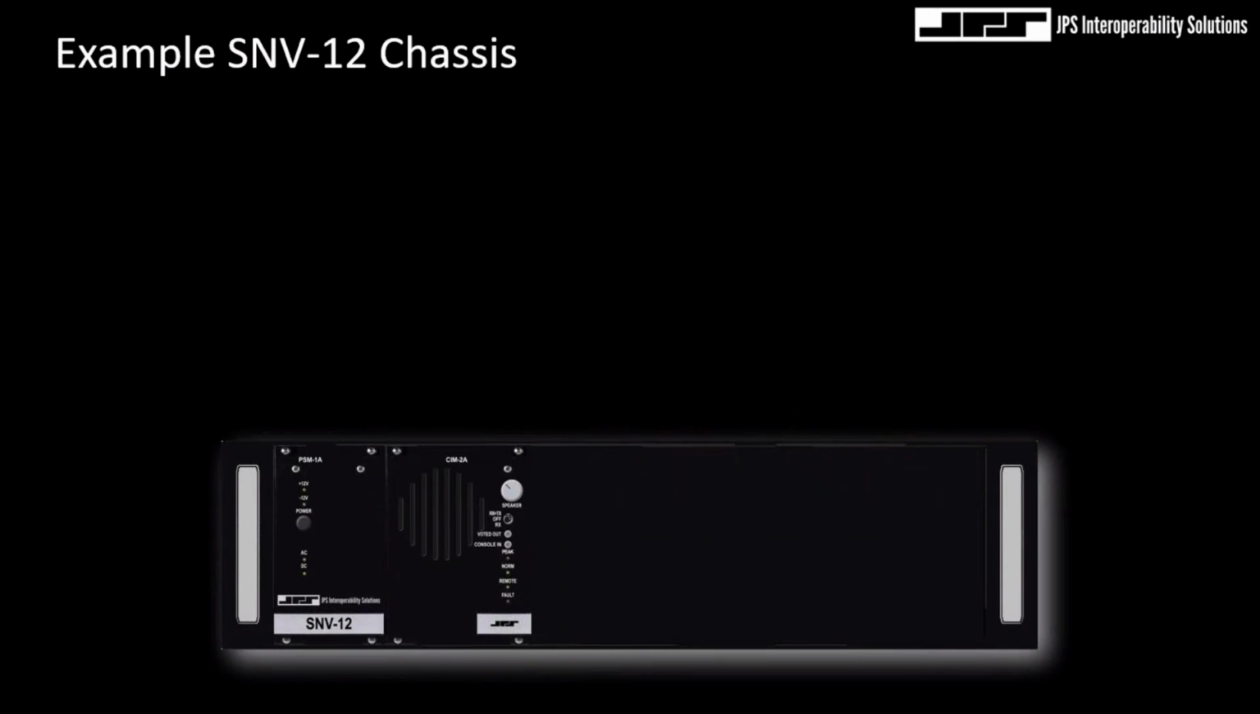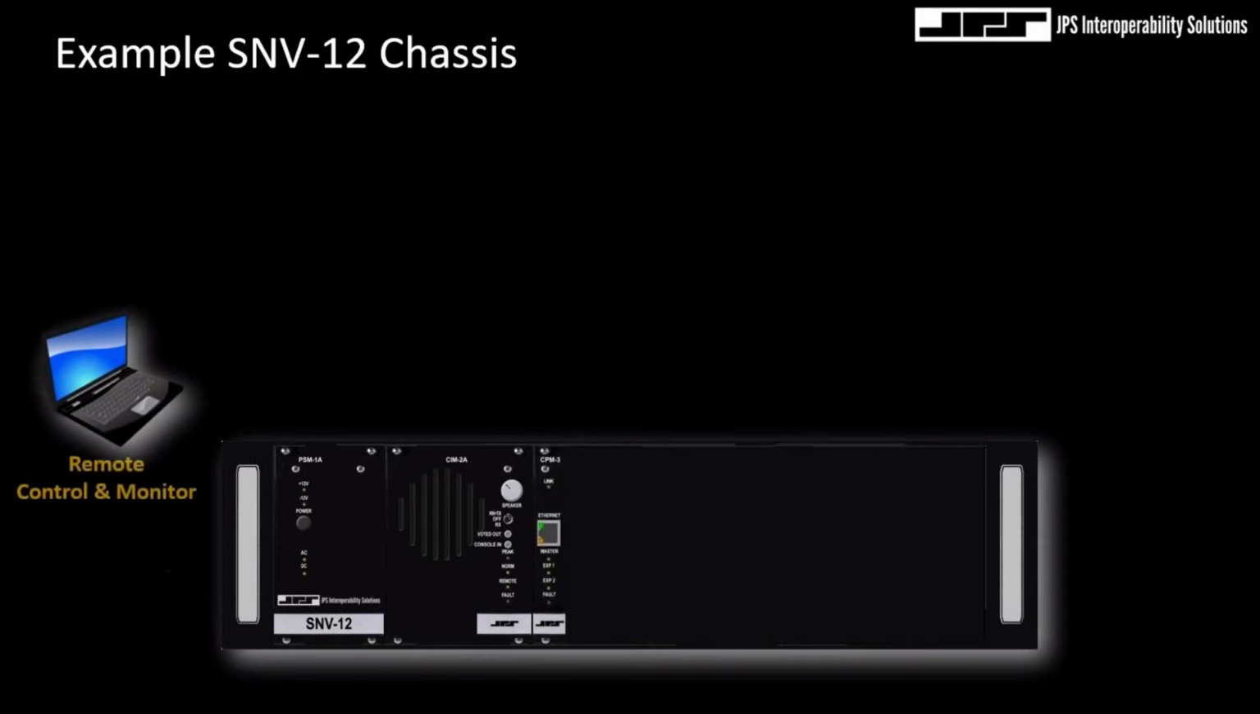So as an example, we can use an SNV-12 chassis that is supporting both analog and digital backhaul links from receiver sites. And so this is a great example of a hybrid backhaul system supporting both analog and digital links. And so if we add the CPM3 control processor module, which gives the chassis some intelligence, and if we connect a computer with a serial cable or choose to use a network, you can remotely control or monitor the voter. The CPM3 also has a synchronization function that we'll address in a moment.